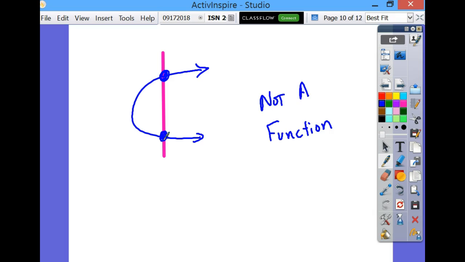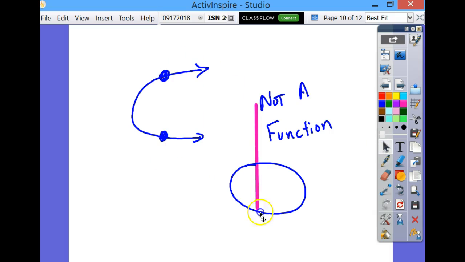So that helped some of my previous class to understand what a function is by showing them something that was not a function. Another classic example of a function would be a circle or an oval. How many times does that cross the circle? Twice, so it is not a function.